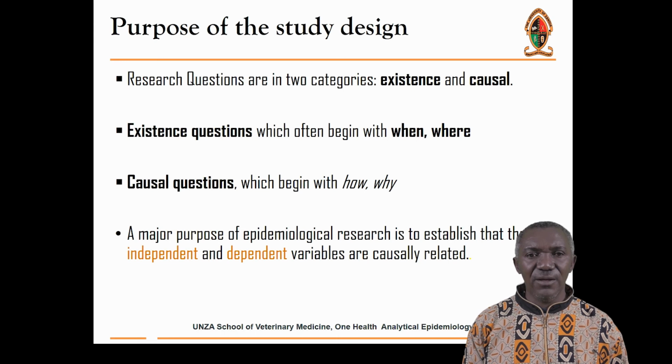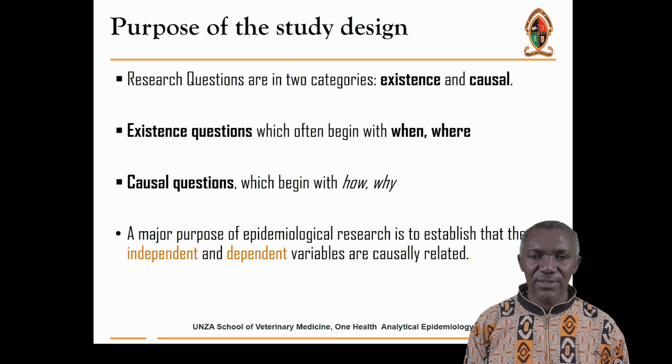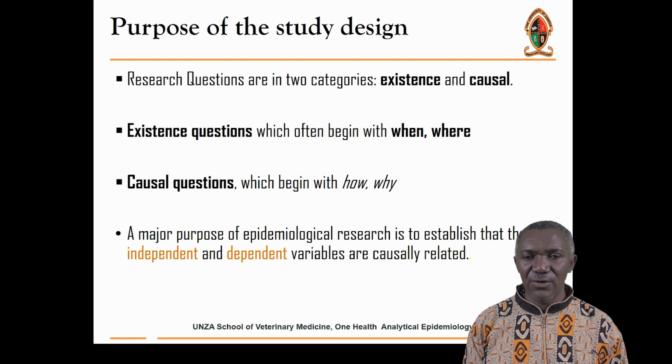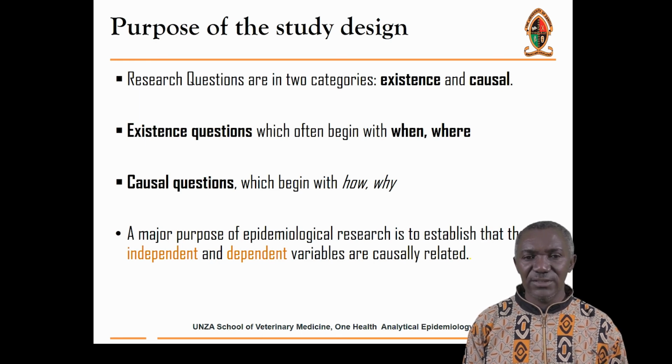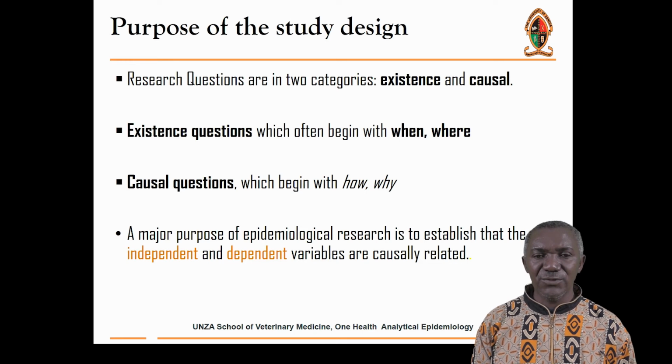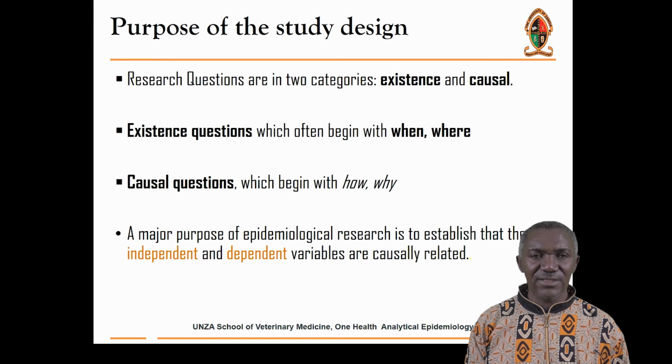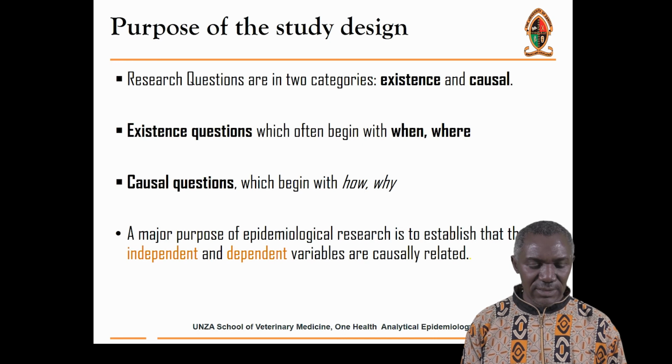So when you look at research questions, basically they will fall into two major categories. There are questions that will hinge on existence, and also others which will hinge on causality. So existence questions will often start with when, where, but causal questions will begin with how and why. So they are causal. They're trying to see why things happen or what could have caused them. So a major purpose of epidemiological research is to establish that the independent and dependent variables are causally related. So you find that in most of the studies that we do, we want to investigate the relationship between two variables, the independent variable and the dependent variable. We want to see whether these are causally related.